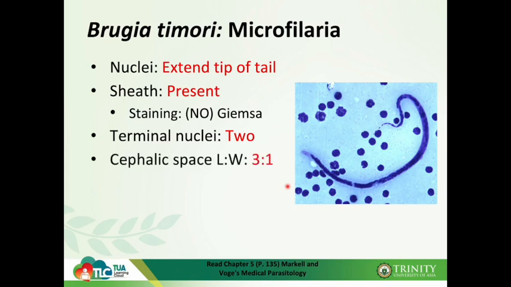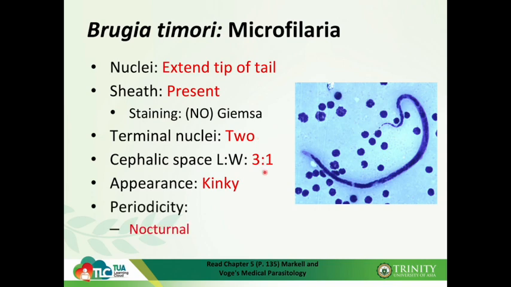For the morphological characteristics of its modified egg stage or microfilariae, meron din siyang terminal nuclei. However, just like Wuchereria bancrofti, it is not stained by Giemsa. It has a longer cephalic space, the appearance is kinky, and the periodicity is nocturnal. So, medyo naghalo-halo na yung characteristics ng Wuchereria bancrofti or Brugia malayi. Para siyang anak nung dalawang parasite.